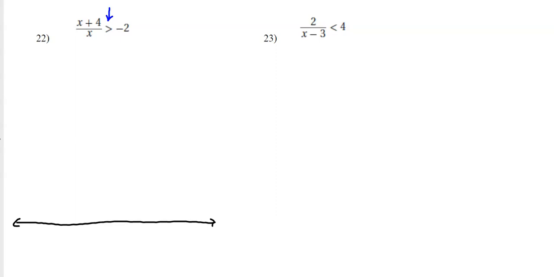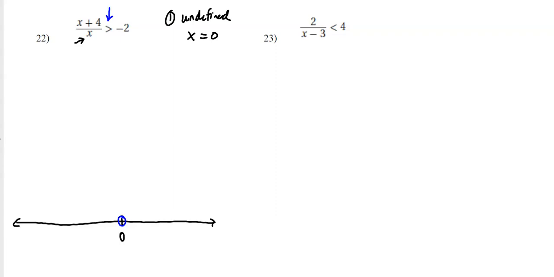But how I get the three regions is, my first one is, where is it undefined? What x is it undefined? Well, on the bottom is just 0. So x equals 0 is undefined. So I'm going to put a 0 there. So we know that's not allowed, but it's a boundary.